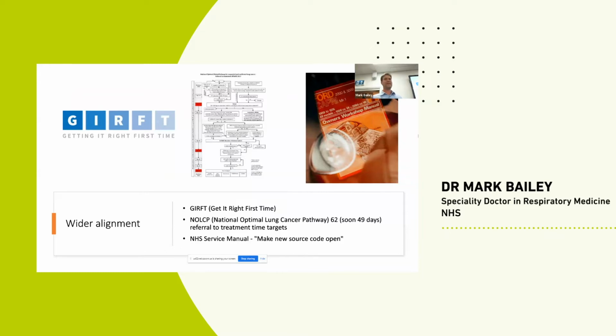Now this is more for my clinical colleagues, this page, but I'll put it up there anyway. So there's lots of standards out there. And if you ever get involved with clinical stuff, you'll hear about GIRF, get it right first time, and the National Optimal Lung Cancer Pathway, 62 days, like I said, at the moment, going to be 49 days. The NHS service manual, which is actually quite a good service manual when it comes to digital aspects, talks about making everything open source. Get the end user involved. Some very interesting things.